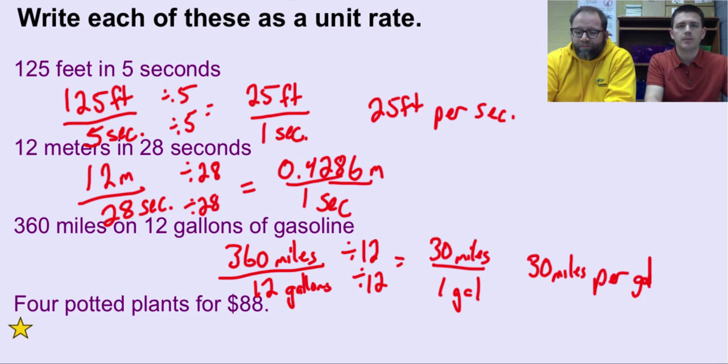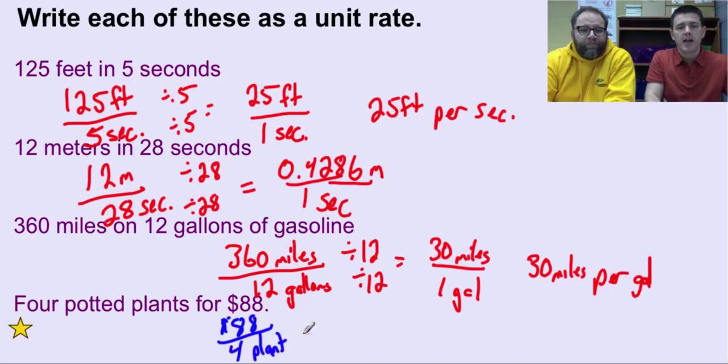All right, last one. Notice that we have a little star next to this one. Our general rule of thumb is whatever order the numbers were in the problem, that's how we set it up. 360 over 12. For this one, we have 4 potted plants for $88. A good rule of thumb is anytime there's money involved in the problem, the money goes on top. We always want to know how much money per potted plant. It wouldn't really make sense to know how much of a potted plant I could buy for $1. I'm never going to buy 1/8 of a potted plant, so that's not useful.